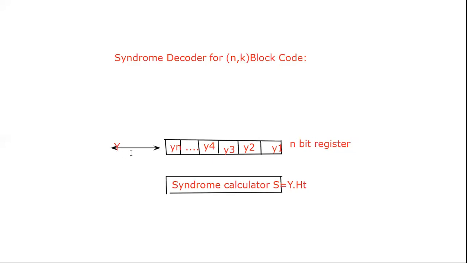Please take only one arrow here. Don't take the double arrow. Put the arrow mark only on this side. So the received code word is entered into this n bit register: Y1, Y2, Y3, Y4, up to Yn. So S is equal to Y into H transpose. They will mention the H matrix, and from that you will get H transpose, and they will give the received code vector. The received code vector is entered into this n bit shift register.